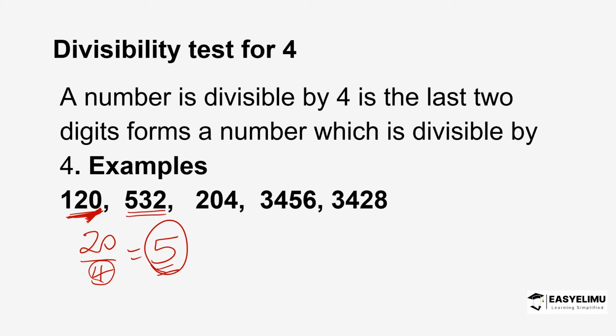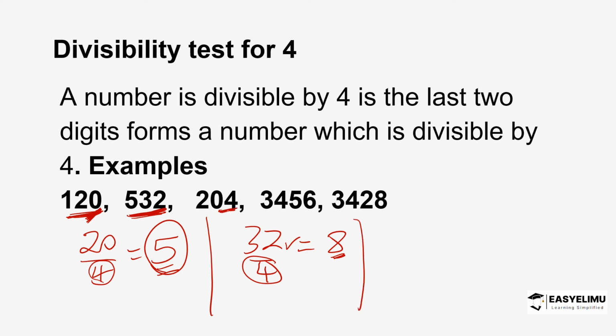The next one is 532. We will only focus on the 32, the last 2 digits of the number. Again, 32 divided by 4 is 8. 8 is exact, so we can conclude that 32 is divisible by 4. Because the last 2 digits are divisible by 4, we can conclude that this number 532 is divisible by 4.